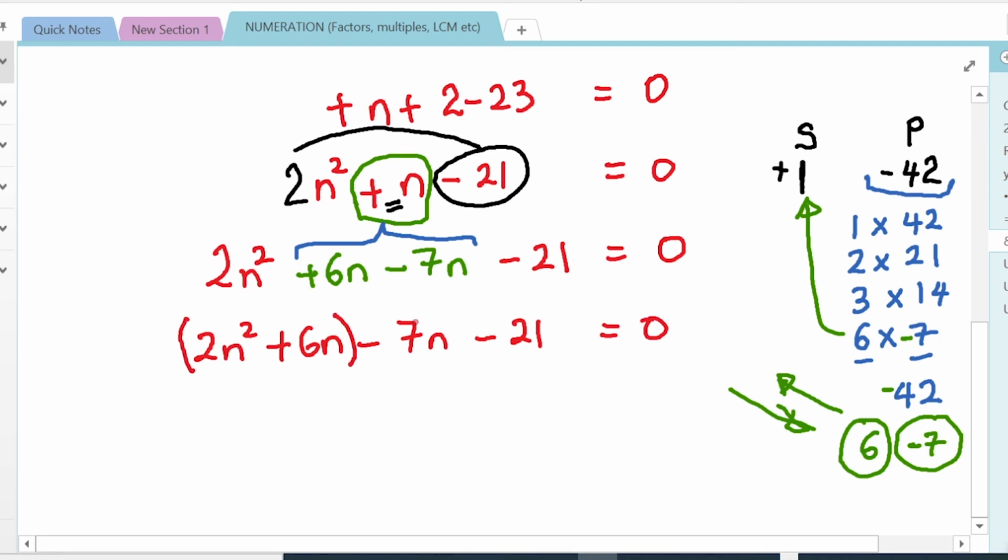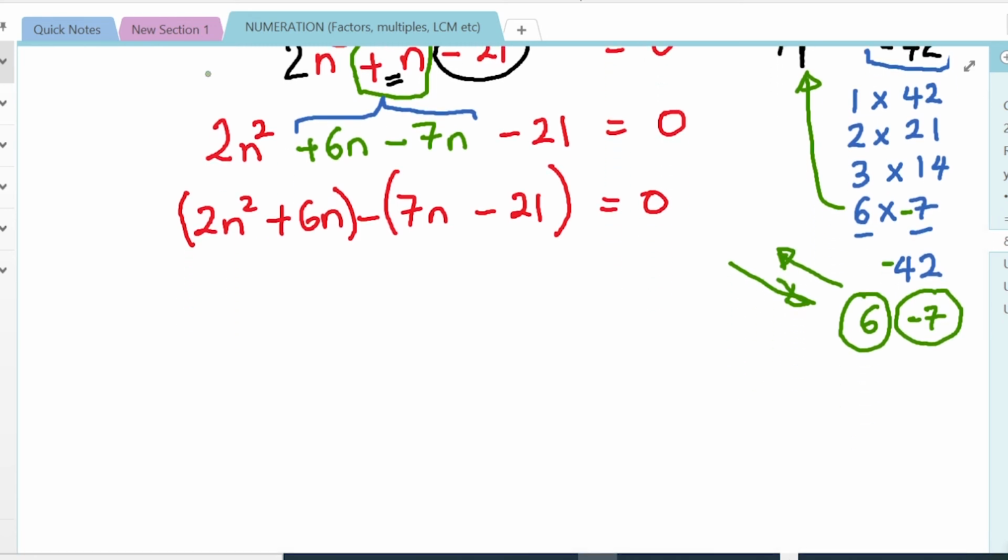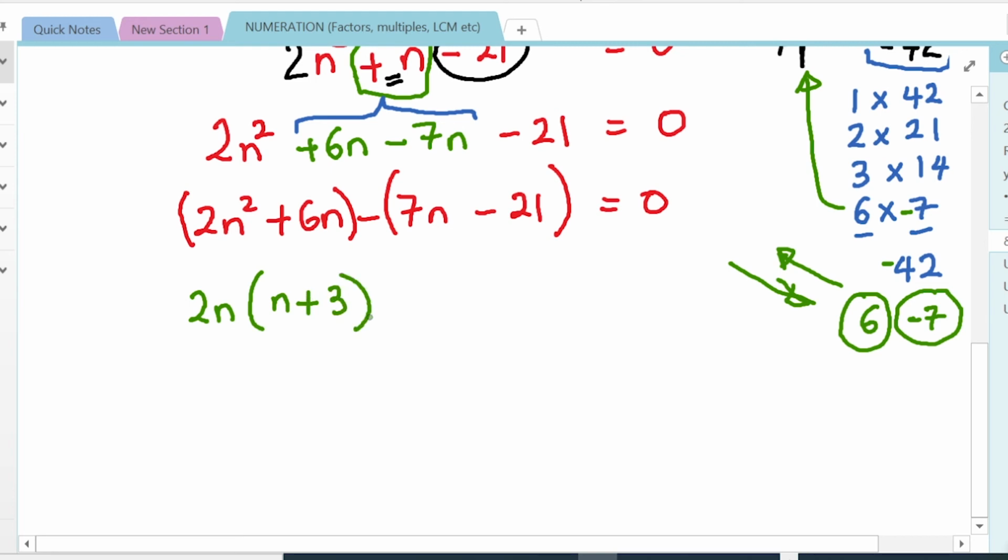So we bracket them off like that. We find the common factor, factorization. When you factorize there, the common factor here is 2n. So put 2n outside the brackets, 2n into n plus 3, minus the common factor here, 7, into n plus 3. That is going to be equal to 0.